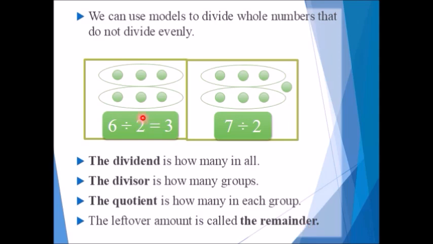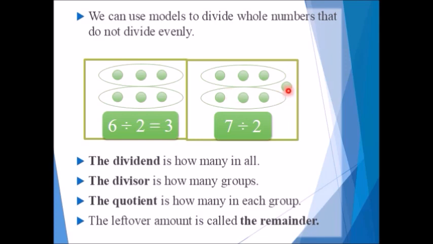In the first example, 6 divided by 2 divides evenly. We have 6 counters. We can put them into 2 groups evenly. Each group has 3 counters with no leftover. In the second example, we have 7 divided by 2. It does not divide evenly. When we try to put 7 counters into 2 equal groups, we end up with 1 leftover.